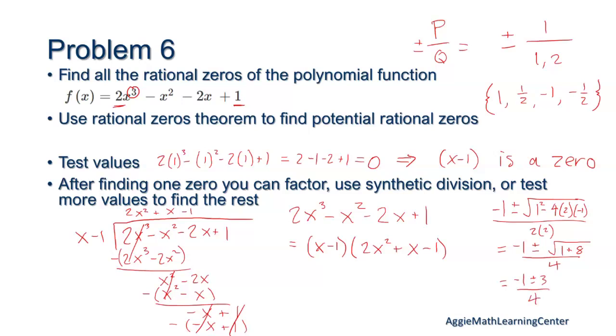And now we've just got two options. Negative 1 plus 3 over 4 and negative 1 minus 3 over 4. Negative 1 plus 3 is positive 2 over 4, so we've got 2/4 as an option. And negative 1 minus 3 is negative 4 over 4, negative 1. So those are our two answers that the quadratic formula got us. 2/4 can be simplified to 1/2 as well.